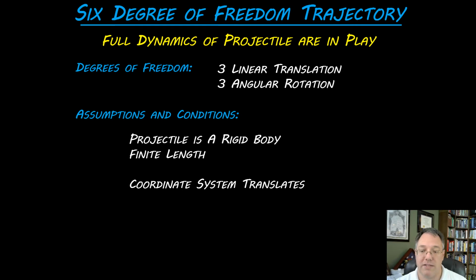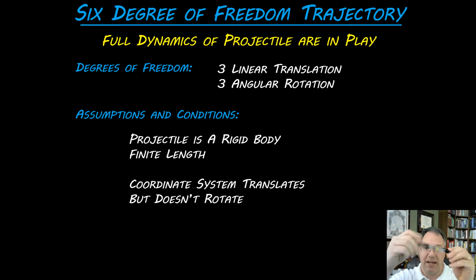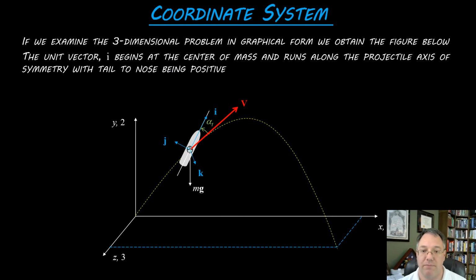Our coordinate system translates. So we're going to put a coordinate system onto the projectile that will move with us. But it doesn't rotate. So even though our projectile is spinning, our y-axis, let's say on the projectile that points up, is going to remain there. Even though the projectile is spinning, we still have an up axis that doesn't rotate around with it. We still have up is up and to the right is to the right. That's not moving with the body, but the origin in space is moving with our center of gravity.